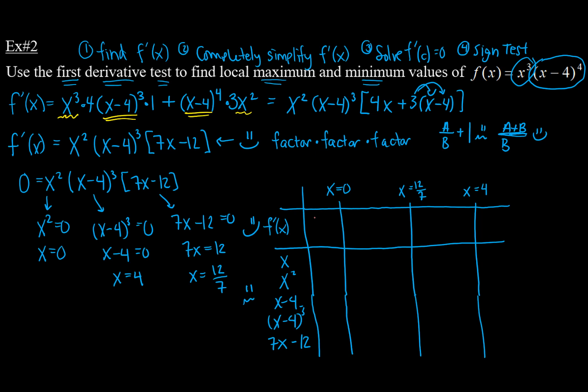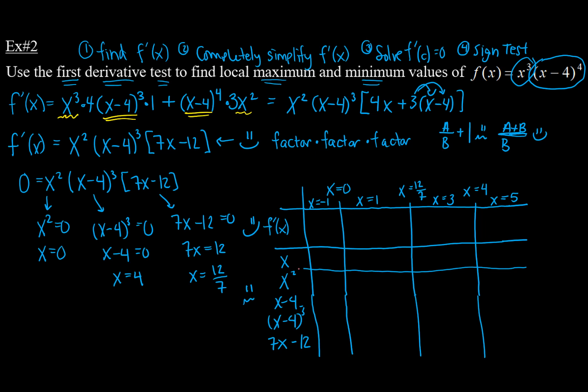Okay, so smaller than 0, pick a test point smaller than 0, something like -1. Next, you have to pick a number between 0 and 12/7. 12/7 is approximately 1.714, so if I pick +1, that is in between 0 and 12/7. Between 12/7 and 4 is a number like 3. And for a number larger than 4, I'm just going to pick 5. Mind you, I'm just picking random numbers for this.